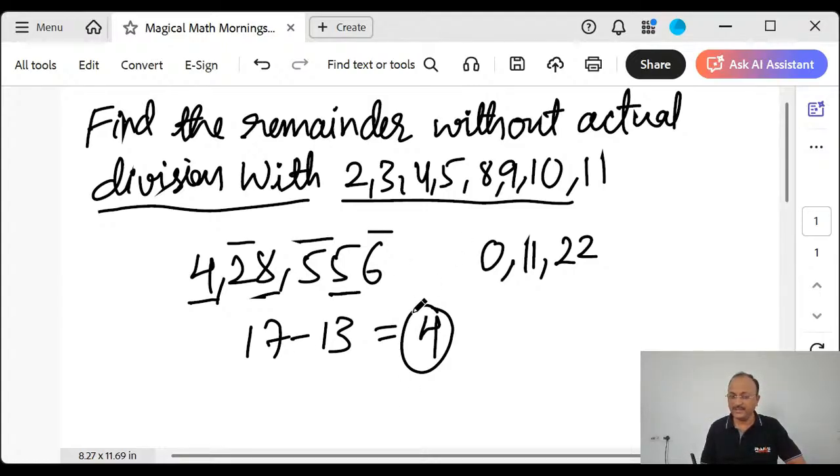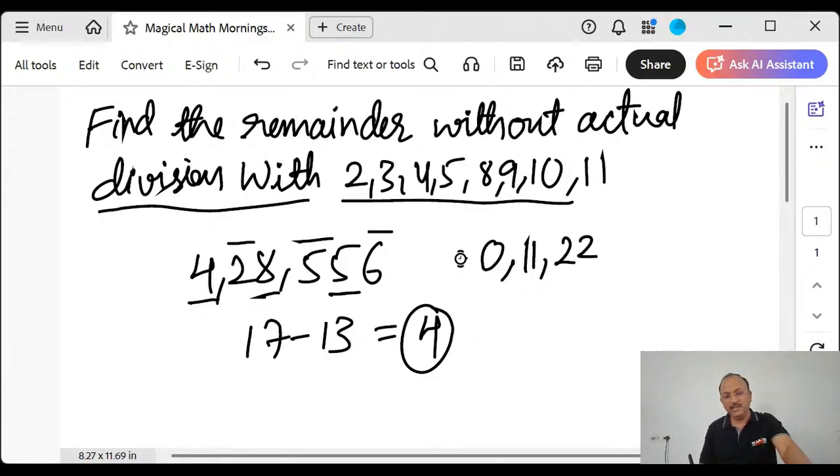Isn't it easy? So what we do, you conduct the same divisibility test by finding the difference of the sums of the digits present in the odd position and even position. And whatever the difference comes, if it is 0, 11 or multiples of 11, we say that number is divisible by 11. But if there is something remaining in the difference, that itself is the remainder.